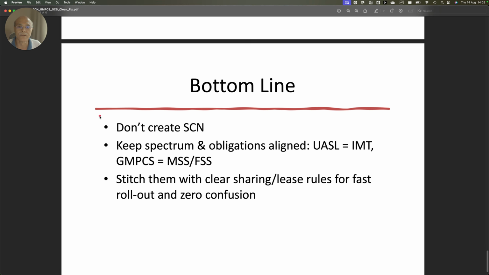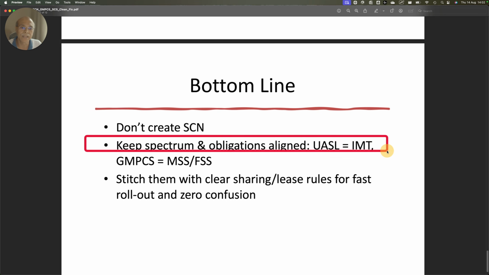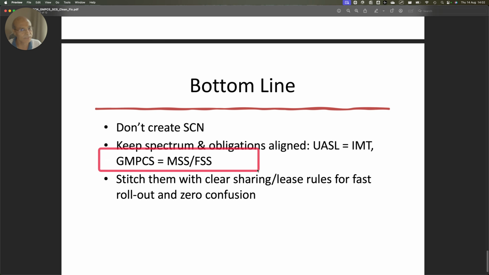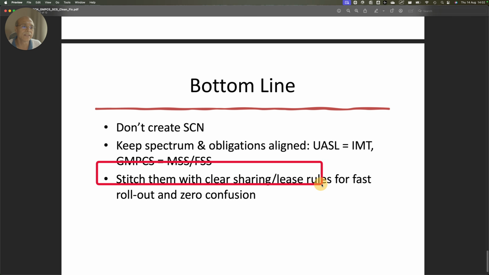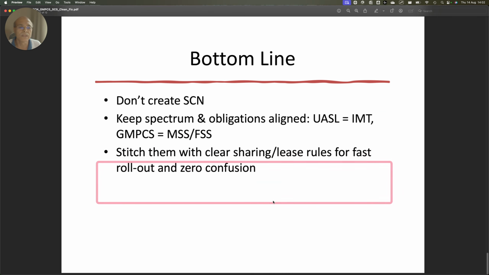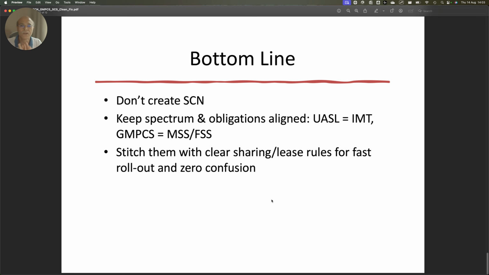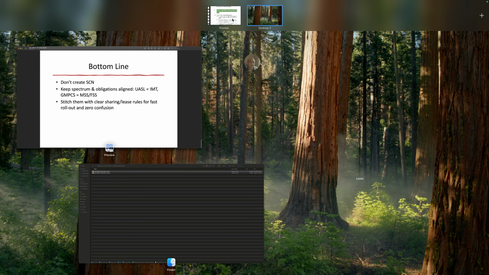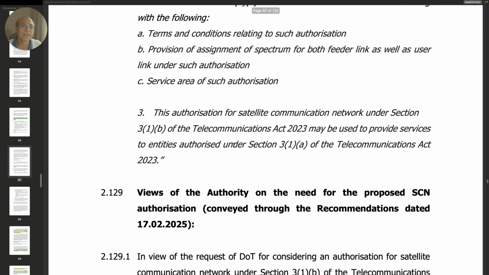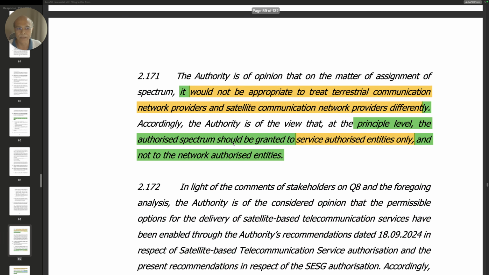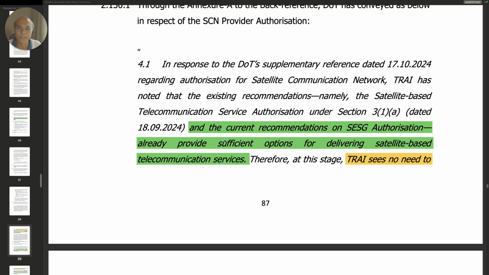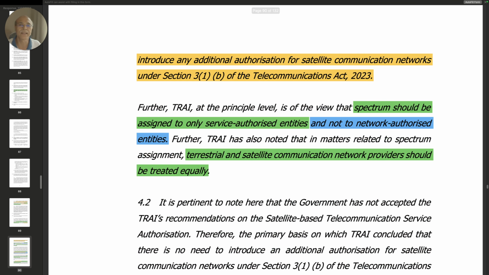So bottom line, don't create SCN. Keep spectrum and obligation aligned. USL IMT, GMPCS MSS and FSS, which I already told you, L band and S band, and then K and Ku band. Stitch between with clear sharing and leasing rules for fast rollout and zero confusion. That's all, friends. I do not know why this debate was going on between the TRAI and DOT. There have been so many things; if you read this para, you'll get terribly confused. There is no need for them to come out with a separate satellite network authorization under the network authorization regime.